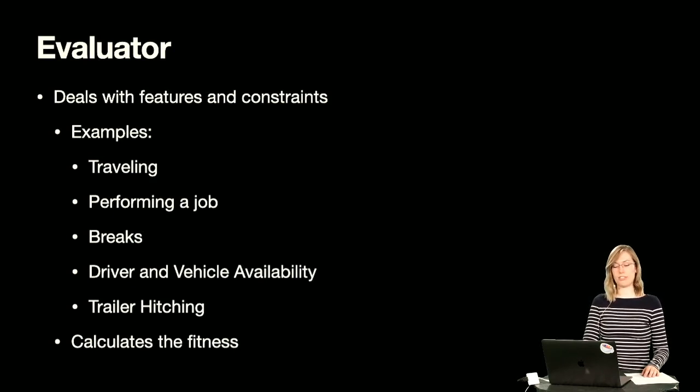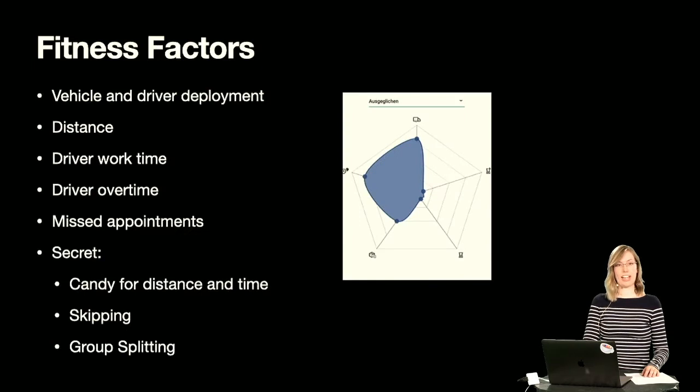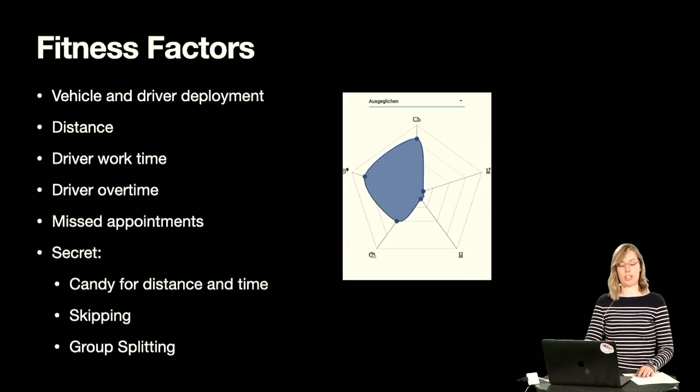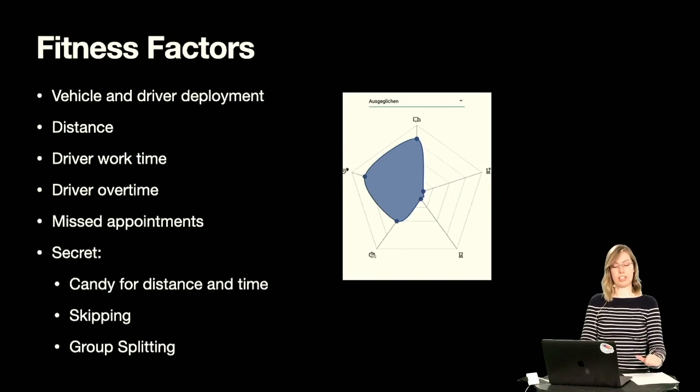And the fitness can be influenced by a variety of factors. I have here a spider diagram, kind of, that the users or the clients from Graphmasters can use on our career website. And this is a way for them to show us what weights we should apply to our fitness. So this shows us what is important to them. They have access to, for example, the vehicle and driver deployment, how much it should cost to actually use vehicles and drivers. So if you want to reduce your vehicles, you set this to very high. Then, of course, the distance and also the driver work time and the driver overtime.